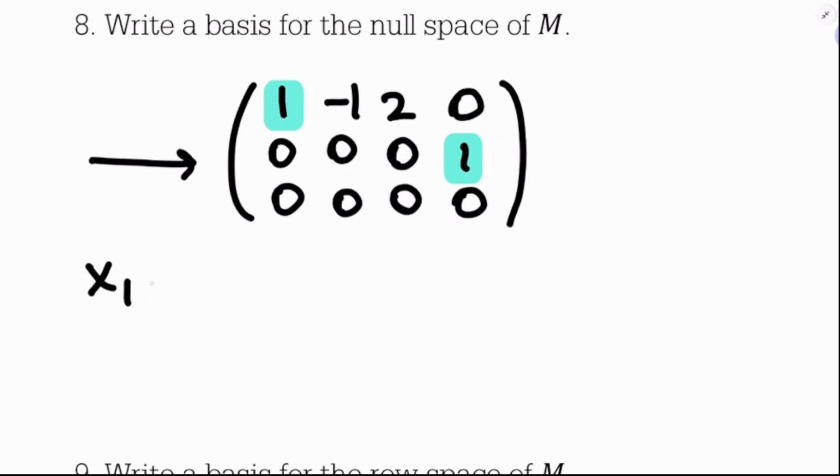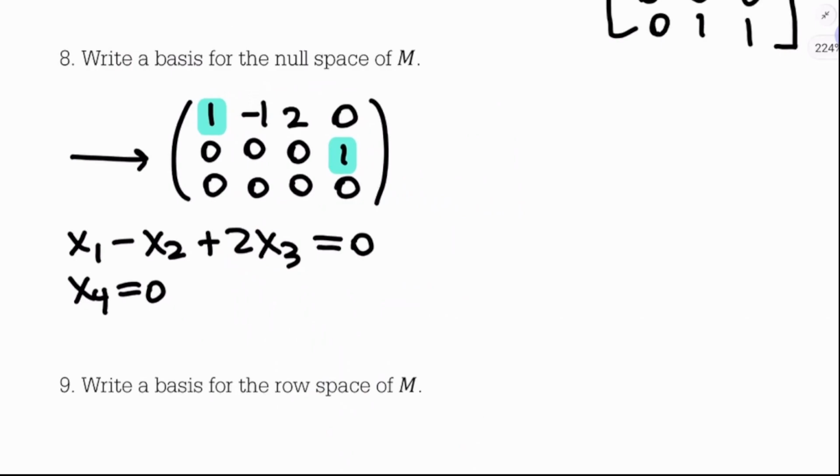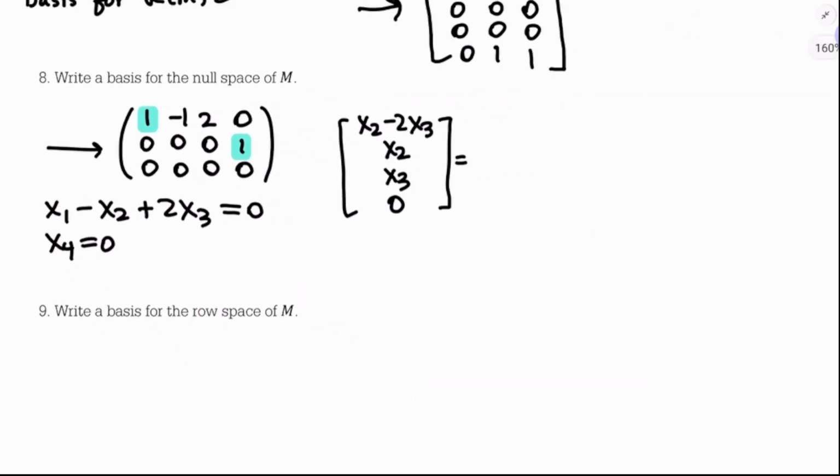So I'm going to have x1 minus x2 plus 2x3 equaling 0 and x4 definitely equaling 0. So I think x2 and x3 are going to be my free variables, and x1 is going to be dependent. So it will be x1 equals x2 minus 2x3, x2, x3, and x4 has to be 0. So I'm going to work on factoring this thing.